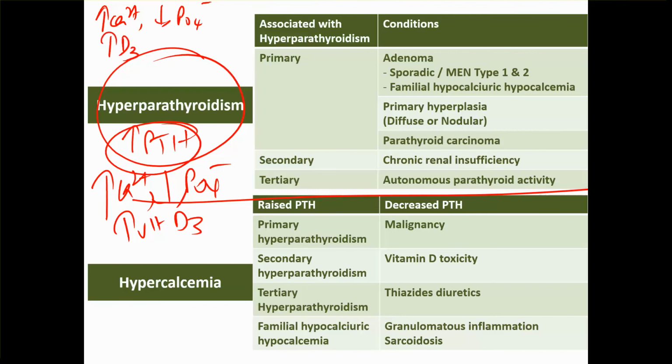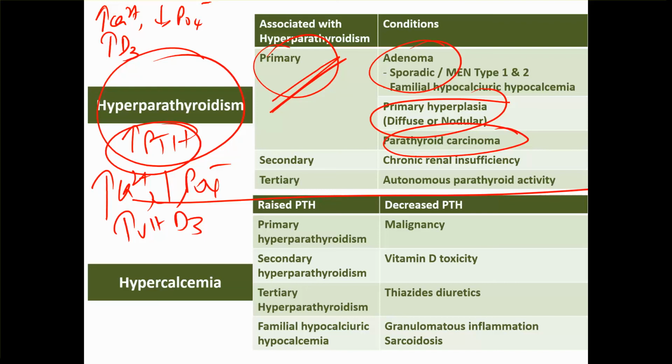So if the disease is primarily happening in the parathyroid gland, it could be an adenoma of any cause, hyperplasia or parathyroid carcinoma, that is causing increased calcium, decreased phosphate, increased vitamin D3, then it is a case of primary hyperparathyroidism.